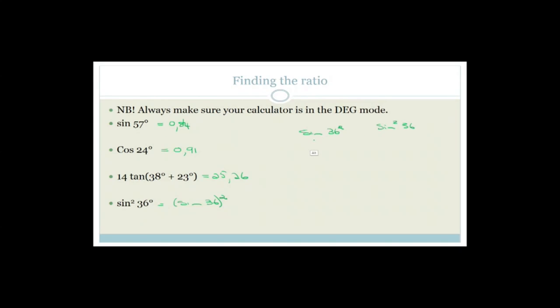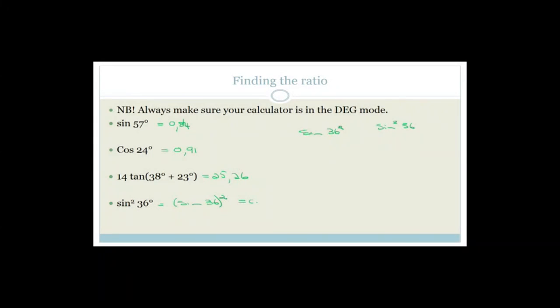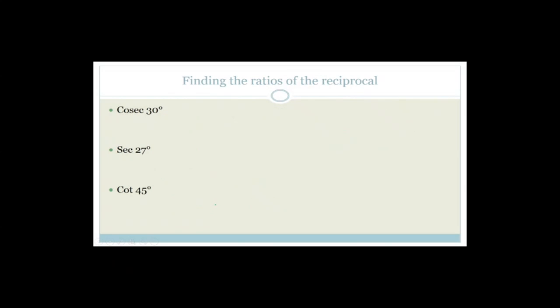So let's pop that into our calculator. The best way to do this is actually to work out what sine 36 is first. You go sine 36 bracket equals, then you square it, equals, and then you round it off and you see the 5 is bigger, so it goes 0.35. So that equals 0.35.